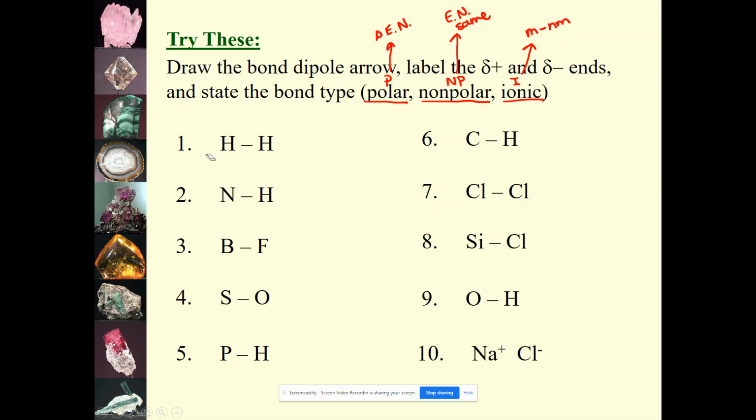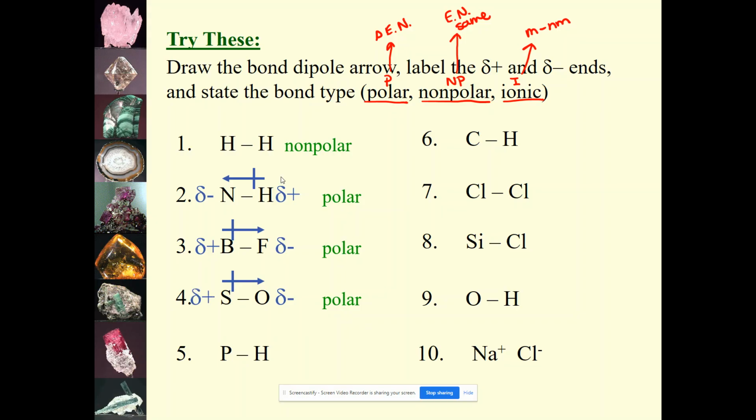Okay, so welcome back. Here are your answers. The first one, like I said, is nonpolar because they have the same electronegativity. The second one is polar. The N is the slight negative and the H is the slight positive. The third one is polar. The B is slight positive and the F is slight negative. The fourth one is also polar. The S is the slight positive, the O is the slight negative.